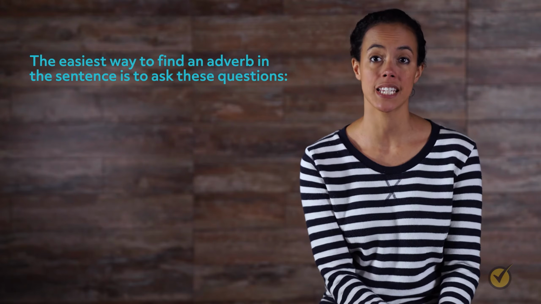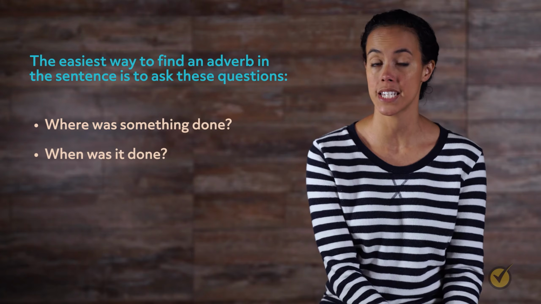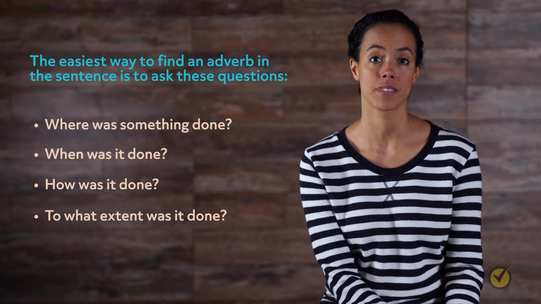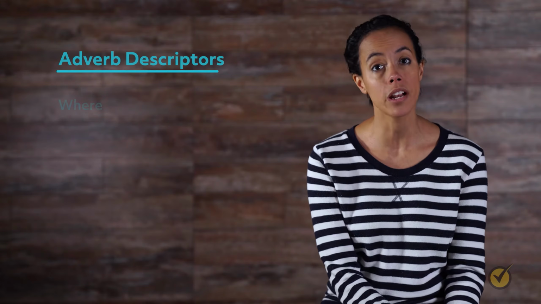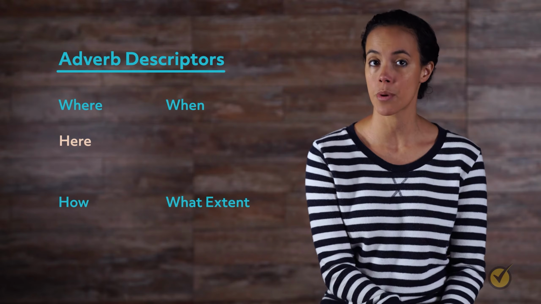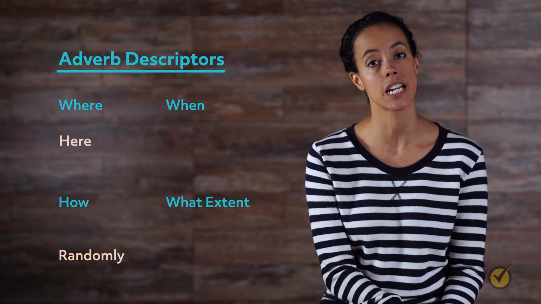Let's get started. The easiest way to find an adverb in a sentence is to ask these questions. Where was something done? When was it done? How was it done? And to what extent was it done? An adverb will always answer one of those questions. For example, the adverb here answers the question, where? And the adverb randomly answers the question, how?